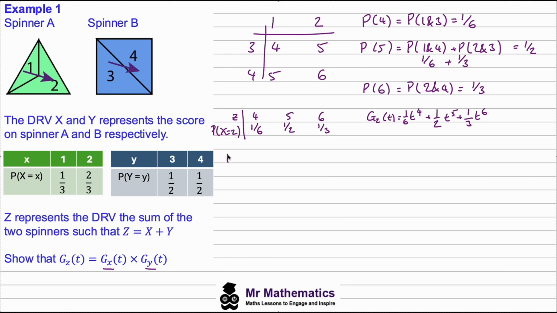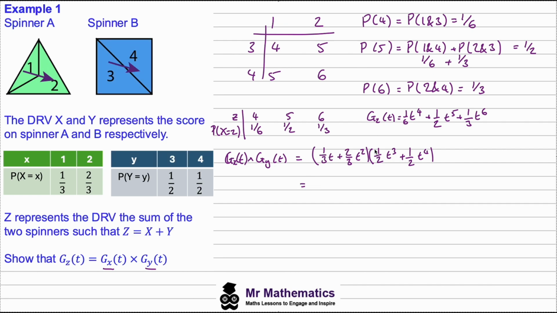Now we can compare this to multiplying the generating functions for X and Y. So we'll have, for X, 1/3 of t plus 2/3 of t squared. I'm getting that from here, multiplied by, using the distribution table for Y, 1/2 of t cubed plus 1/2 of t to the 4. So now we'll expand these out.